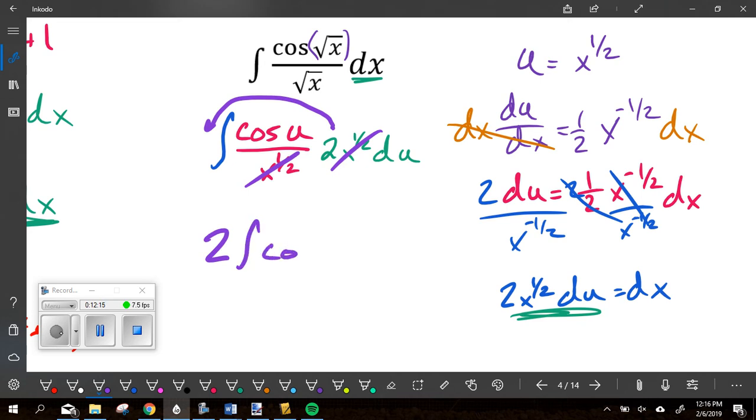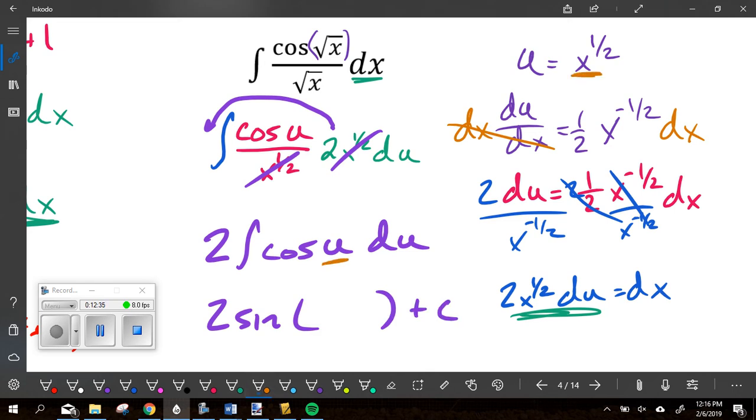Now we're integrating cosine u du. What is the antiderivative? The antiderivative of cosine, so that's going to get me 2 sine u plus c. We're going to rewrite what u is. U is x to the 1/2 power, plus c. And you could do square root of x as well. Same difference.